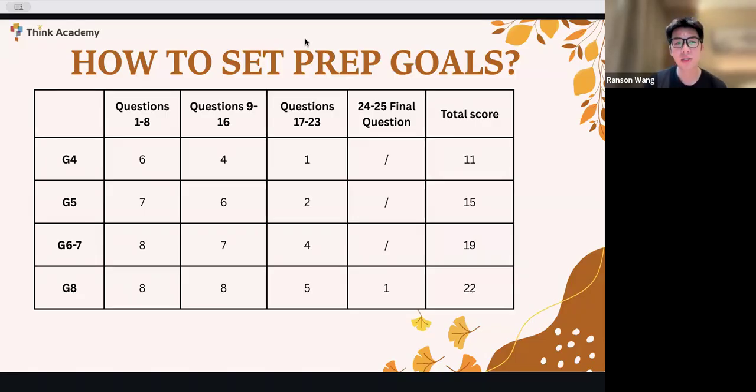Okay. So for the normal grade 4 students, your total score should be around 11. Okay, but this one is specifically for the students who have some extension or some competition basics.